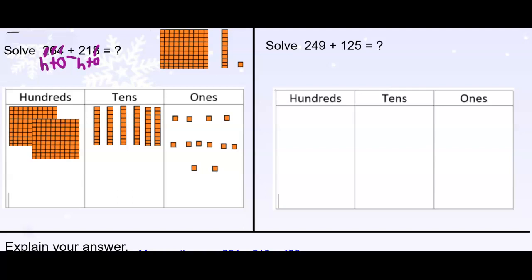How many 10s should we get, boys and girls? Yes, 1 tens rod. Help me count. 1. Let's cross that out and move on to our last digit. How many hundreds should we get? Yes, 2 hundreds. Help me count.